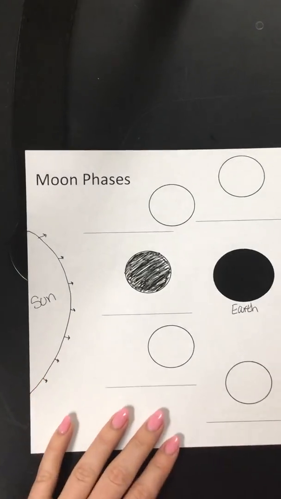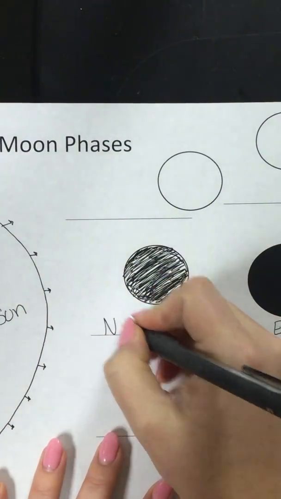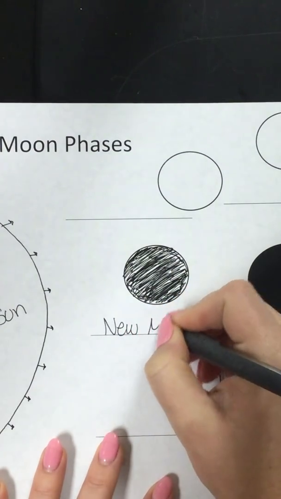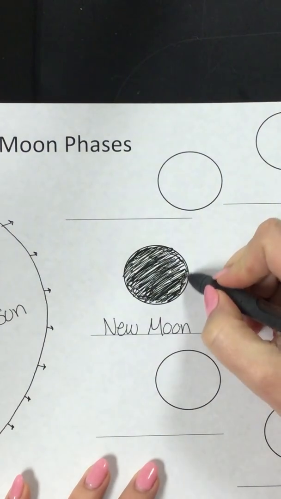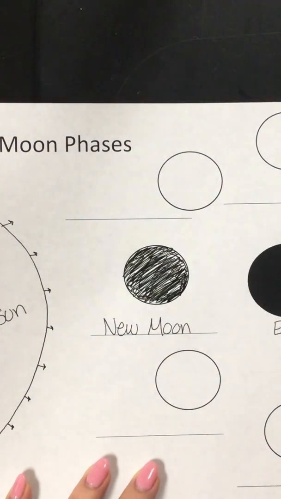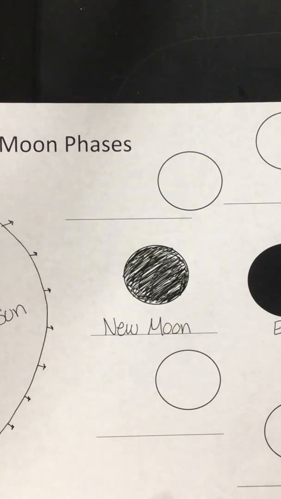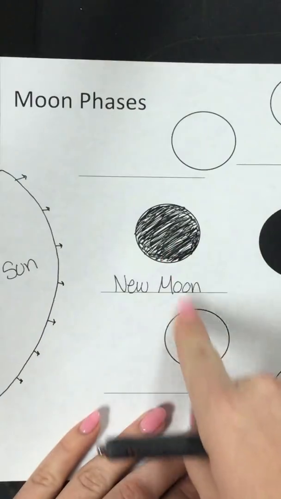And because it's the beginning of the cycle, we call this a new moon. So, completely dark moon, not able to be seen from Earth. This is a new moon. Then we know that we rotate, or we revolve, counterclockwise. So we're going to move this way.